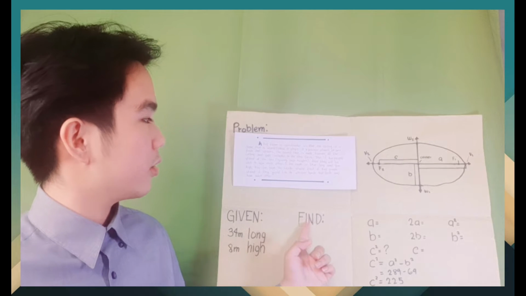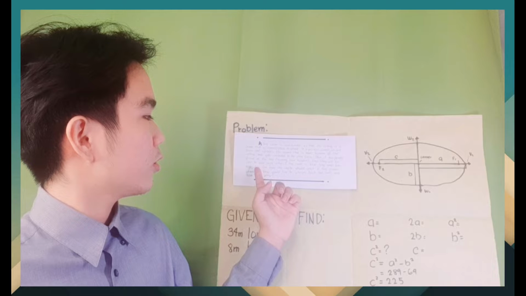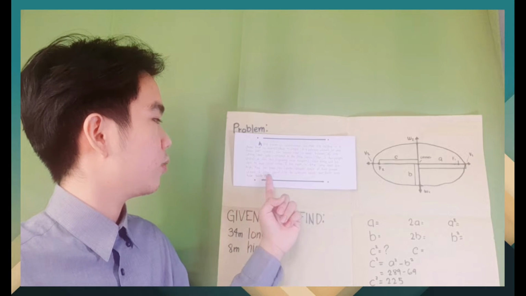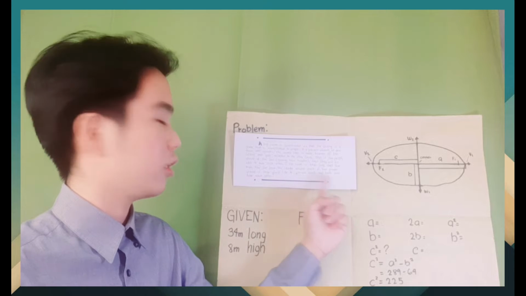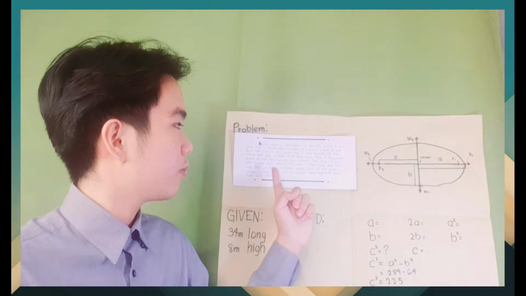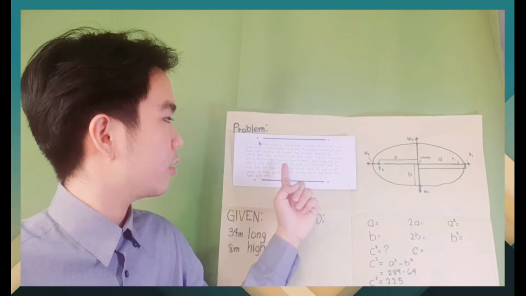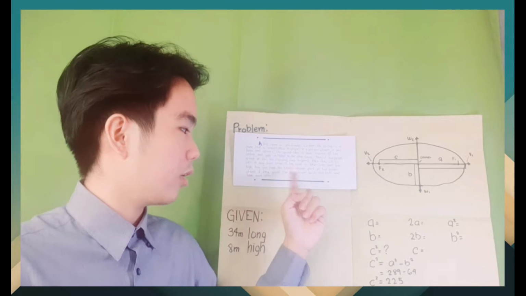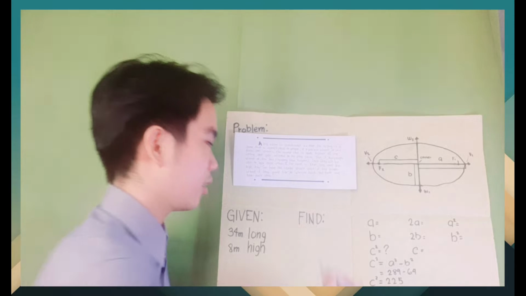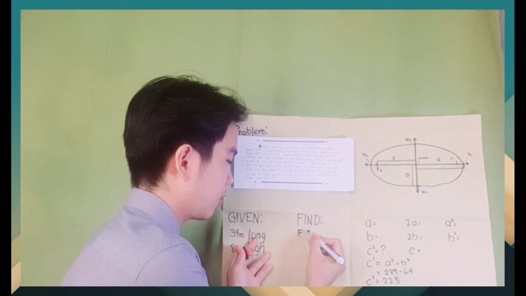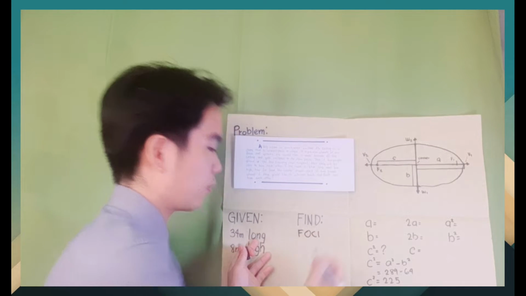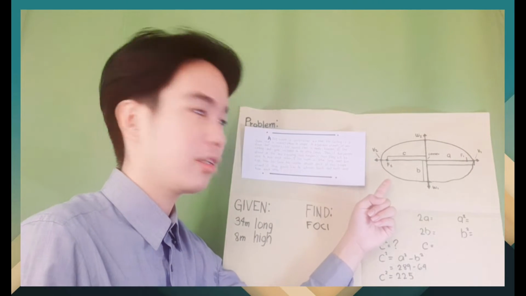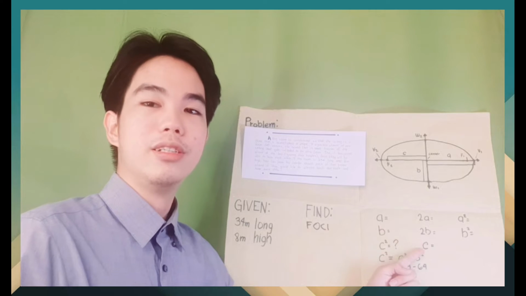So what is the missing? The question is how far from the center should each of the two people stand if they would like to whisper back and forth and hear each other. In the problem, it is said that the two people are standing at the foci, so we can assess that the missing is the foci. This will now serve as a guide in finding a, b, and c.